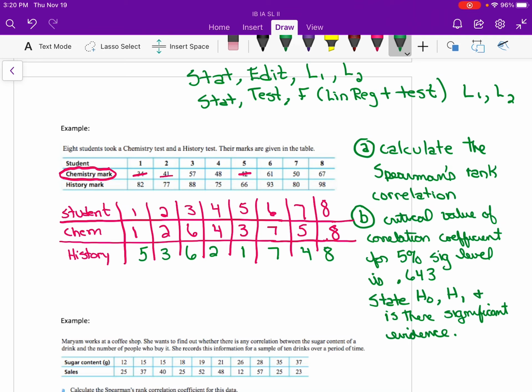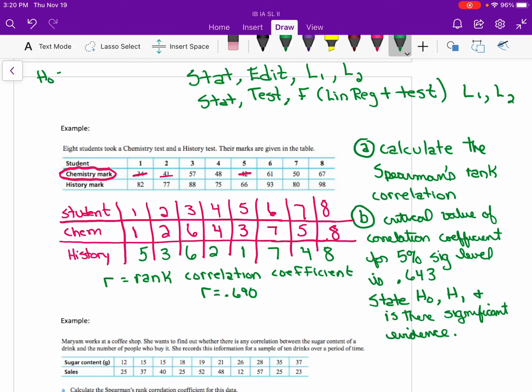All right, so R is the rank correlation coefficient in our calculator. That's what it spits out as in this test. And you should get 0.690.